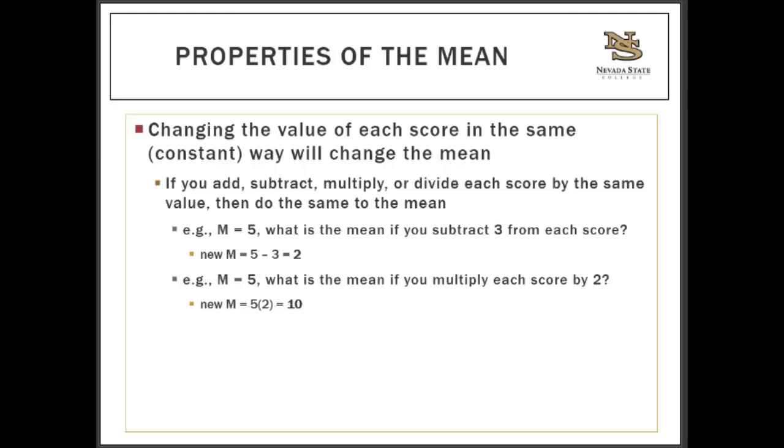So if you had a mean of 5 and you subtract 3 from each score, you just subtract 3 from the mean and that's your new mean. So 5 minus 3 is 2. Or if your mean was 5 and you multiplied each score in your data set by 2, you just multiply your mean by 2. So 5 times 2, and you know that your new mean, if you calculated it with all those scores that were each multiplied by 2, your new mean would be 10.